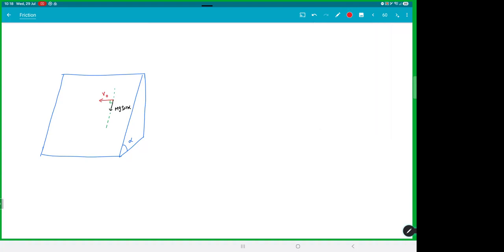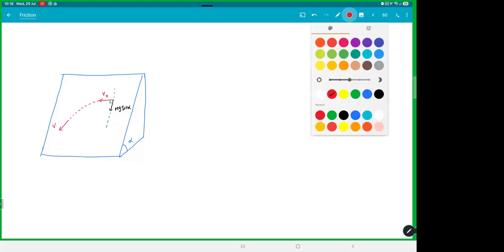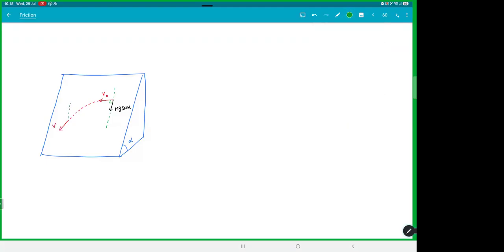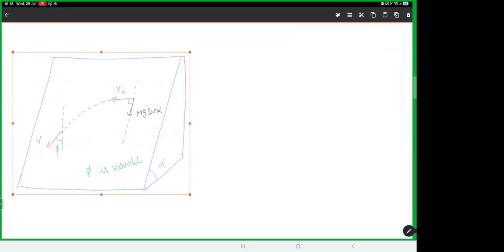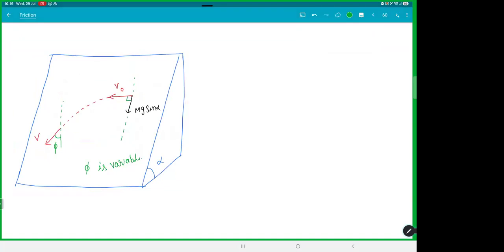The horizontal velocity, there is a friction also here. It's not even smooth, it is rough. So this will actually start going in some weird path. And at some point, your velocity has become v. At this instant, you're making an angle phi. And this phi is a variable. Every moment, the phi is changing. I hope the picture is making sense.